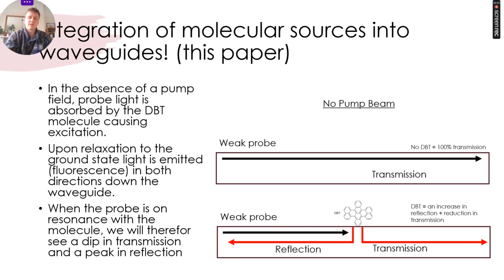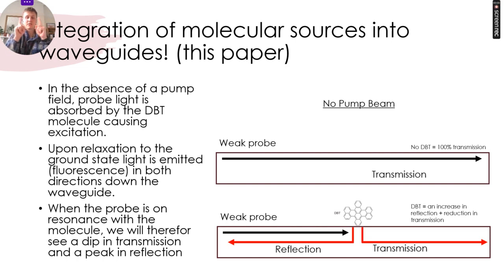There's obviously going to be, in real life, losses with these grating couplers, but yeah, you would count this as 100% transmission of your probe light through the waveguide. And now, imagine if our DBT molecule sat on top of the waveguide here. Well, what can happen is that this weak probe beam, if it's on resonance with the energy levels of the DBT molecule, will travel down this waveguide, and be absorbed by this DBT molecule, which will then re-emit light in all directions. But because our DBT molecule is strongly coupled to our waveguide, you get guiding of the light.